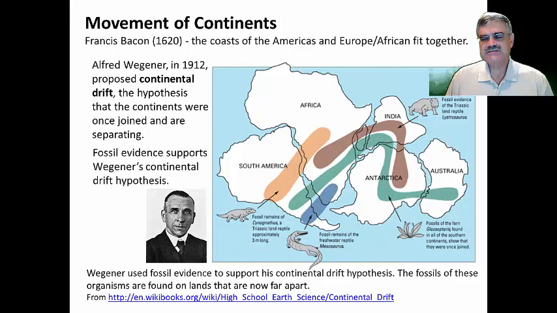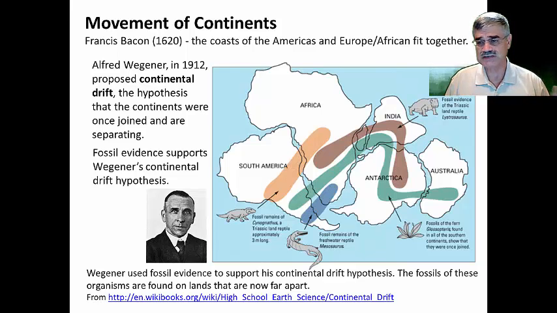As early as 1620, Francis Bacon, who was a noted English natural philosopher, remember natural philosophy was what we called scientists back then, after the cartographers, the mapmakers, had first begun to describe the shapes of the different continents, Francis Bacon looked at the map and said, you know, these things kind of fit together. And he even suggested that maybe the continents at one time were joined.